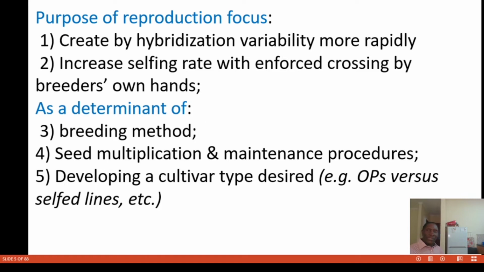And then, of course, as we mentioned before, associated with the breeding method is the development of a cultivar type desired. For example, we have a common talk of the OPs, open pollinated varieties, versus self lines, etc., etc.